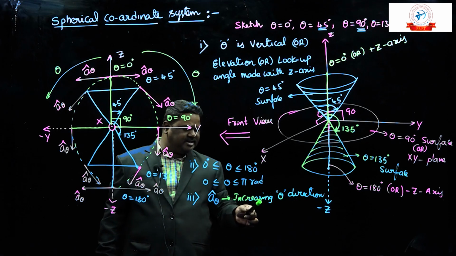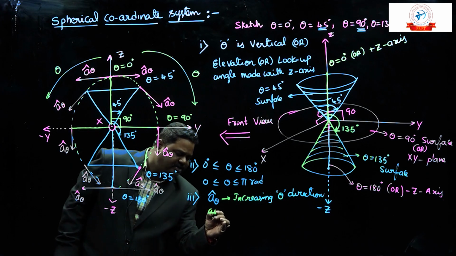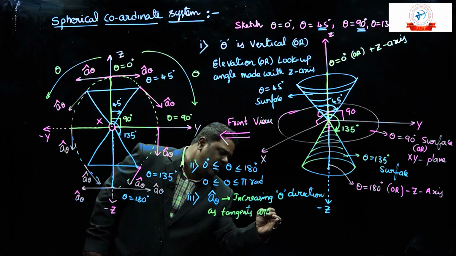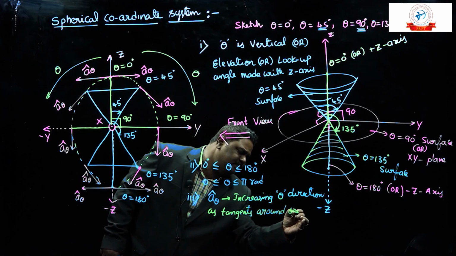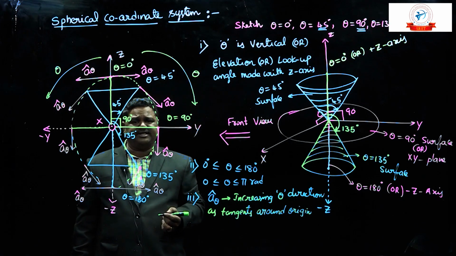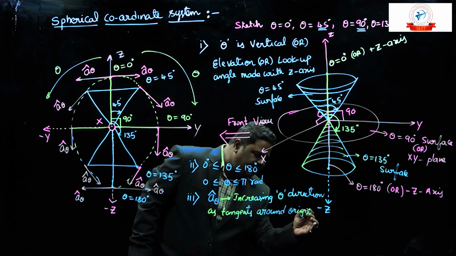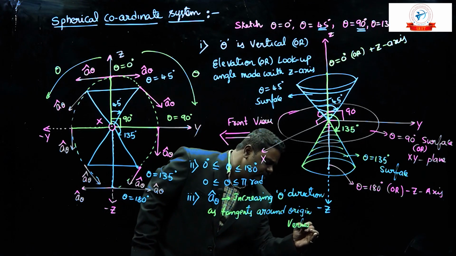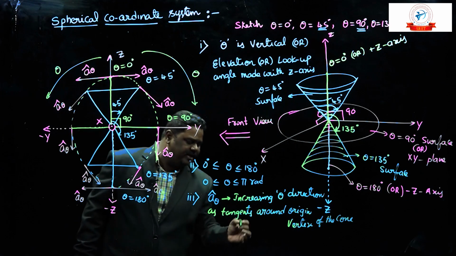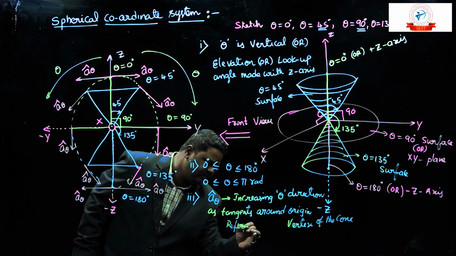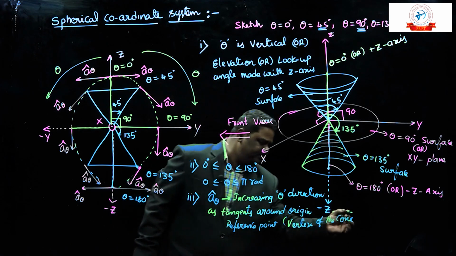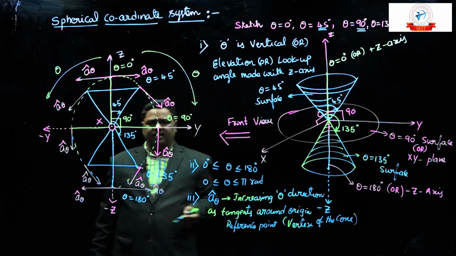Theta cap represents the increasing theta direction as tangents around the origin. Actually, the origin is nothing but the vertex of the cone, or a reference point. So this is about the theta coordinate.